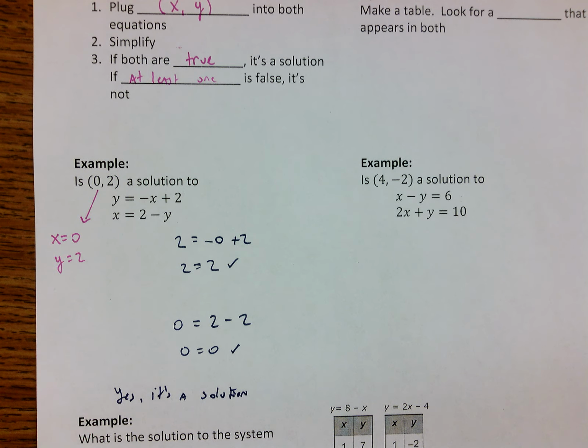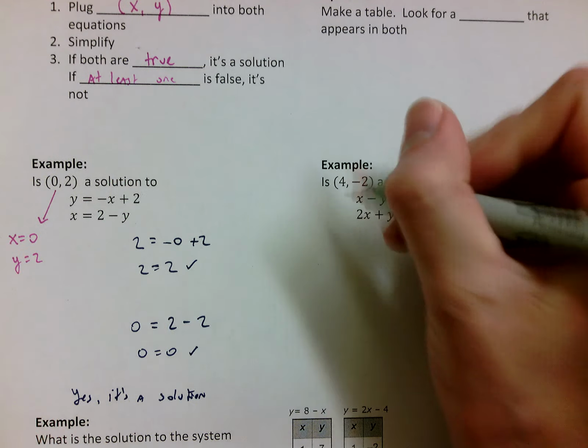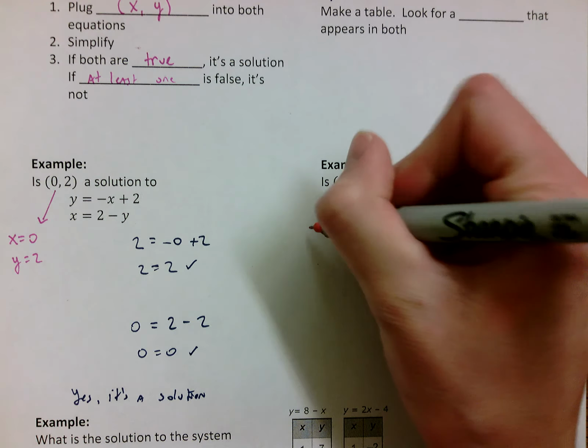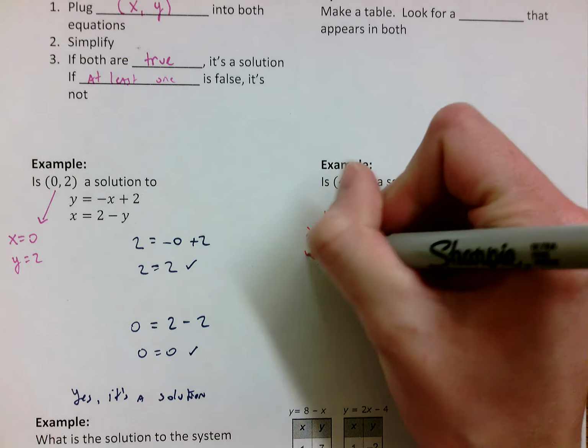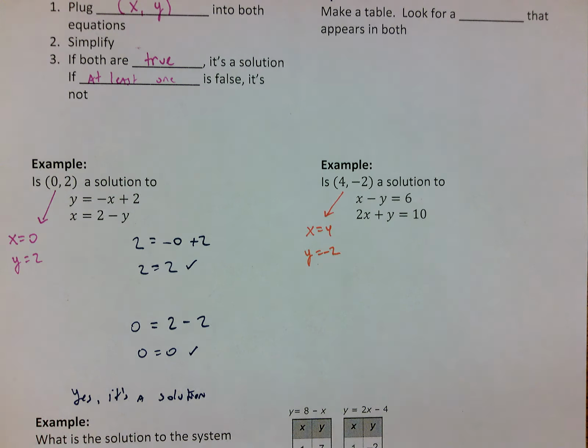Okay. All right, let's take a look at the second one. Spoiler alert, this one's not going to work out. Okay, so this one's going to end up being not a solution, and I want to take a look at why. Okay, so the first thing we're going to do, just like we did before, is I'm going to take from this point, my x coordinate is 4, and my y coordinate is -2. Okay, the first one's always going to be x, the second one's always going to be y. All right, and then we're going to plug it in.